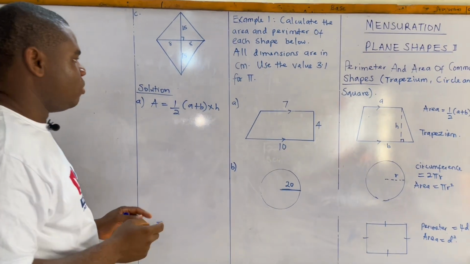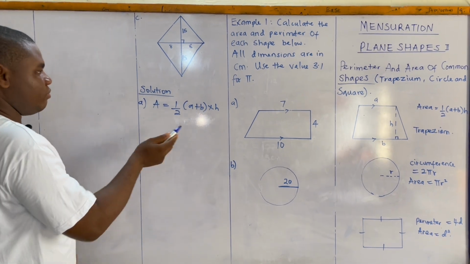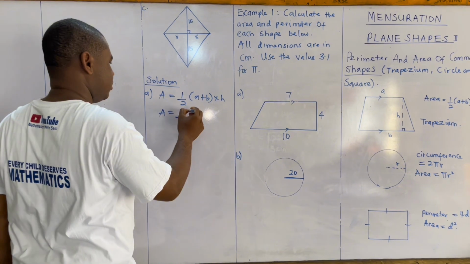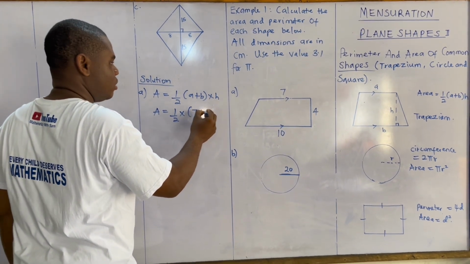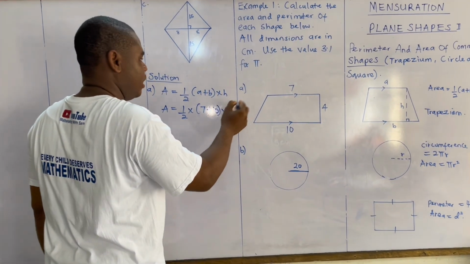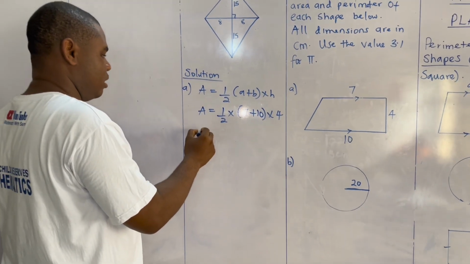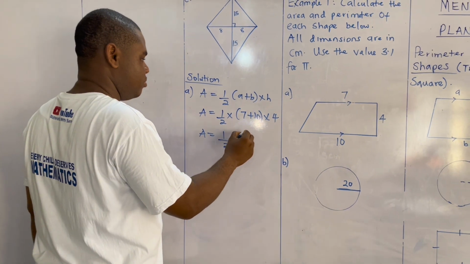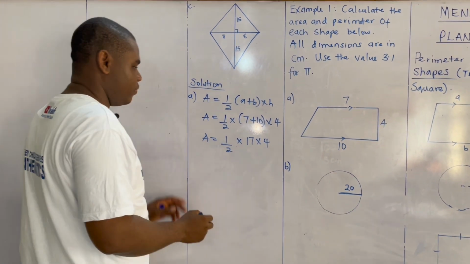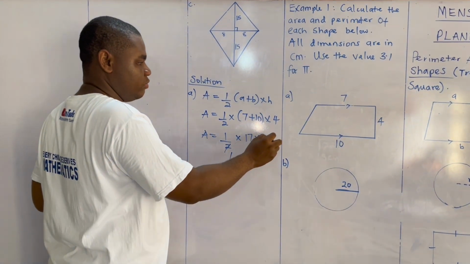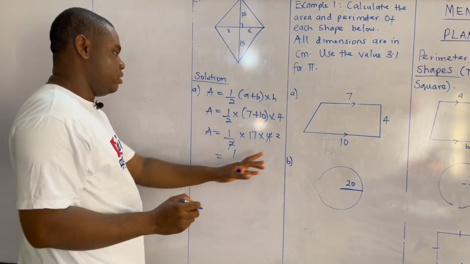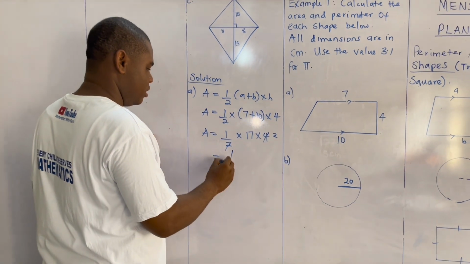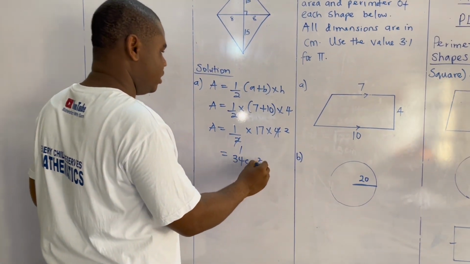So in this case, we have 1/2, a is 7, b is 10, the height is 4. So the area is equal to 1/2 times 17 times 4. 2 goes into itself 1, and 2 goes into 4 2 times. So I will have 2 times 17, which is 34 centimeters square.